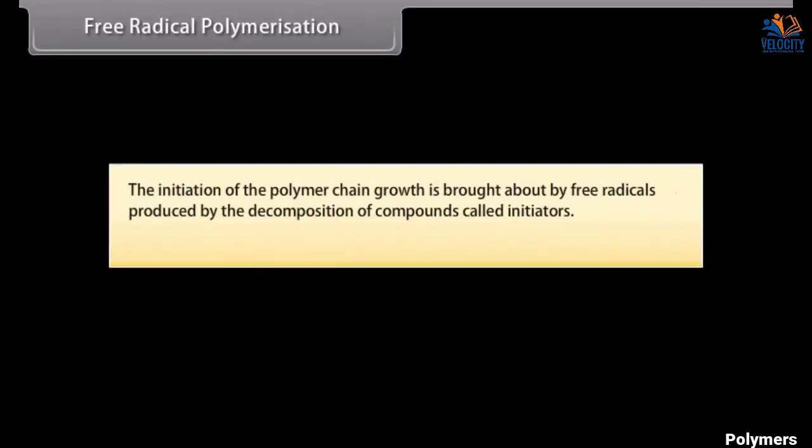Free radical polymerization. The initiation of the polymer chain growth is brought about by free radicals produced by the decomposition of compounds called initiators. For example, ethylene polymerizes by free radical mechanism when it is heated at a pressure of 1000 atm with a small amount of an initiator, which decomposes to produce free radicals. Free radical polymerization occurs through the following steps.